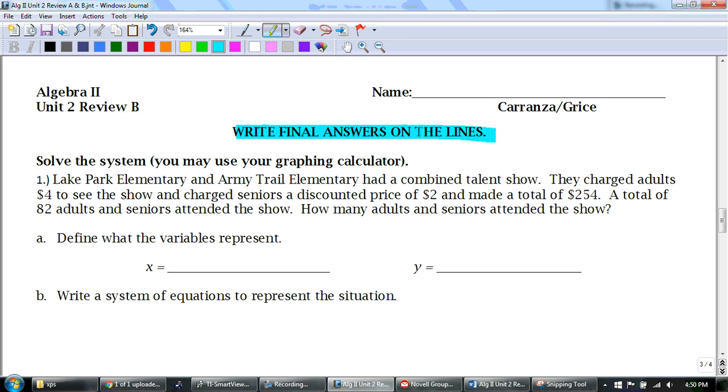Remember to write your final answers on the line. Okay, solve your system. You may use your graphing calculator if you want to. So let's go ahead and start.